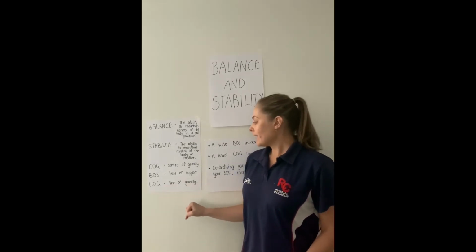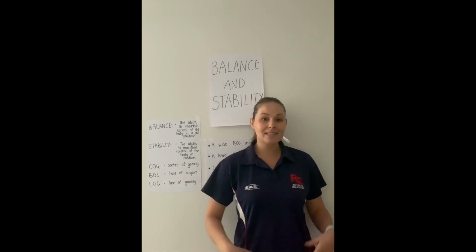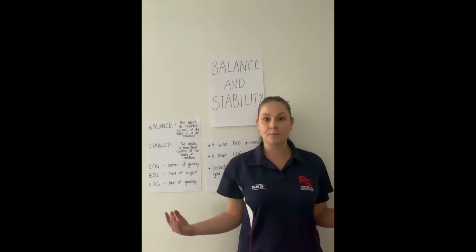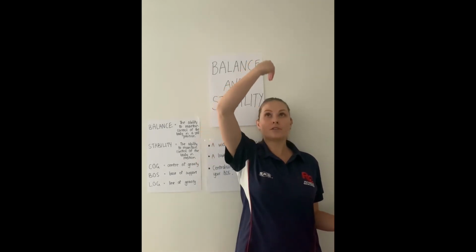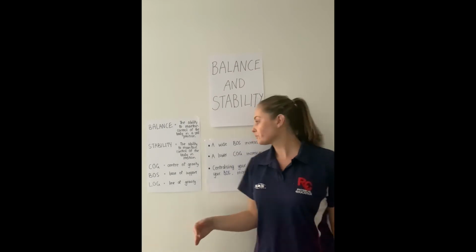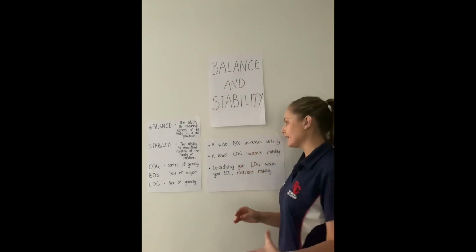Your line of gravity, LOG, is basically an imaginary line that falls down through the center of your base of support. As long as your line of gravity is through the base of support, you should be stable. So then we look here, this is just breaking it down a little bit more.